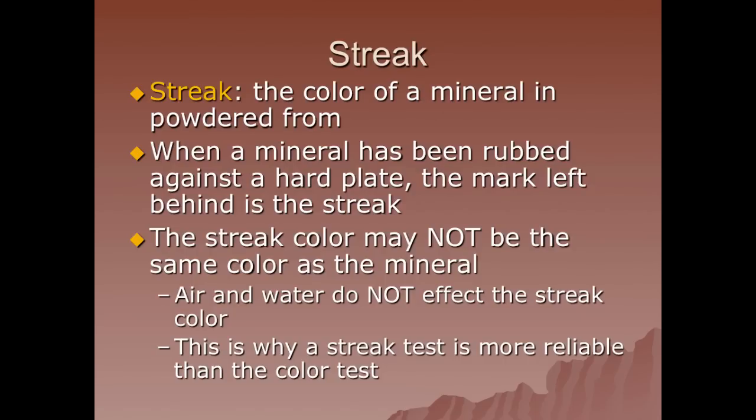So streak. The definition of streak is the color of a mineral in a powdered form. When a mineral has been rubbed against a hard plate, which we call a streak plate, the mark that is left behind is called the streak. The streak color will not always be the same color as a mineral because, like I said before, air and water can affect the color, but it will not affect the streak. This is why the streak test is a much more reliable test than the color.